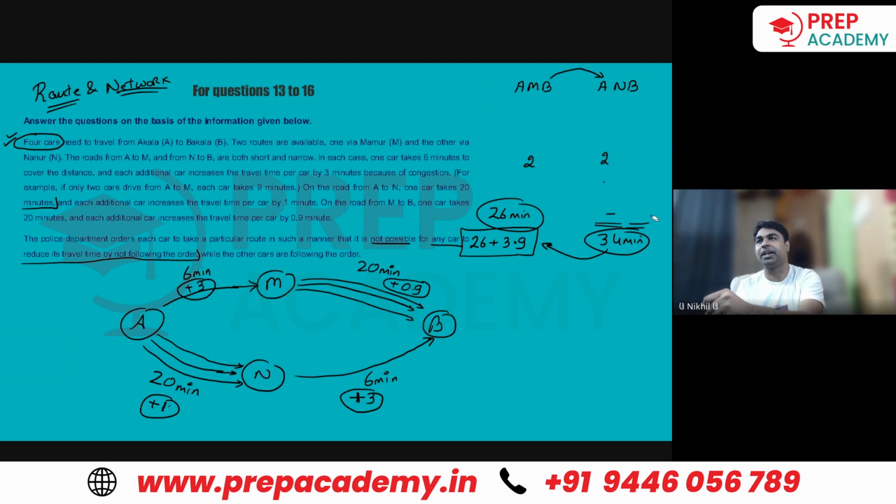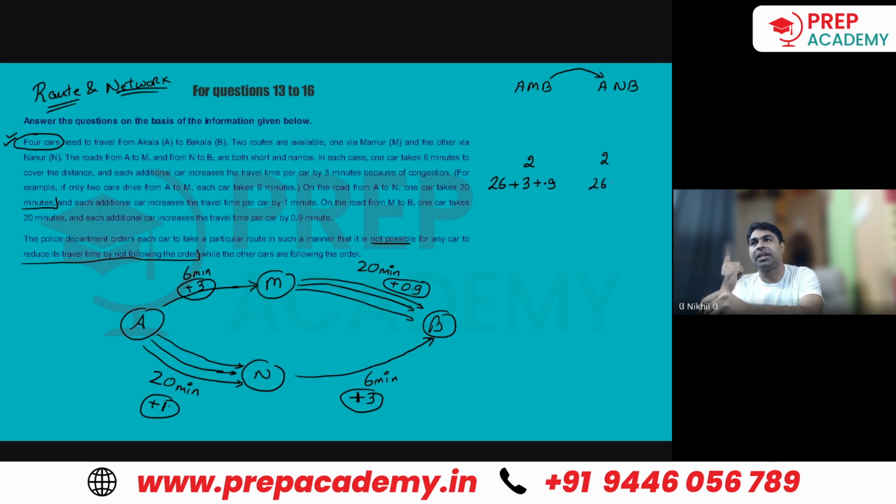So the only case remaining to be checked as of now is the 2-2. 2 cars on each of the routes. Okay, so 2 cars means 1 extra car each. So 26 minutes for sure, and 1 extra car would make it plus 3 and 0.9, and 26 minutes here plus 1 and plus 3. So that would be 29.9, and that would be 30 here.